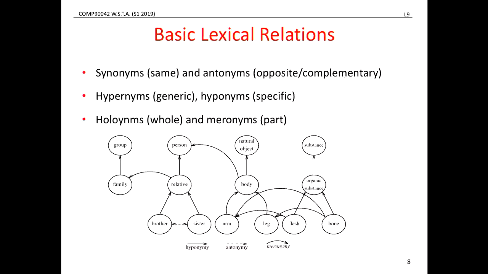Okay, so there are various basic lexical relations. Hopefully this is visible to you at the back. I can put it on this screen if it's more visible. I might do that anyway.